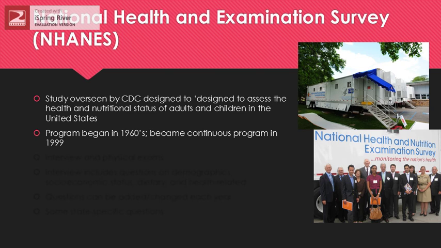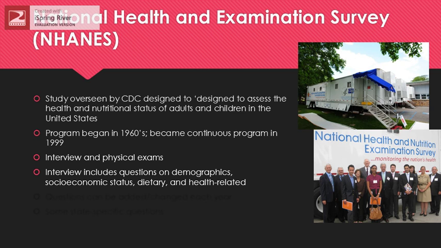The next study that I want to talk about is called NHANES, the National Health and Examination Survey. And this is still ongoing. It is overseen by the Centers for Disease Control, so it's publicly funded. The government pays for this study, and it's designed to assess the health and nutritional status of adults and children in the United States. That's according to the study website. It began in the 1960s, but it became a continuous program, something they do every single year. That started in 1999. This study is really unique because they do an interview and physical exams.